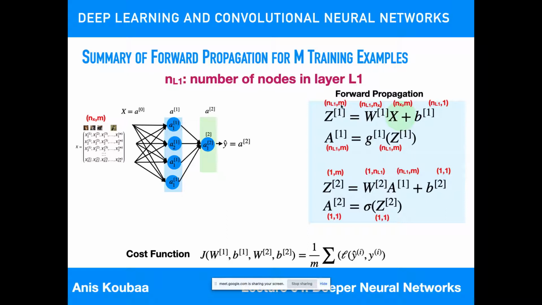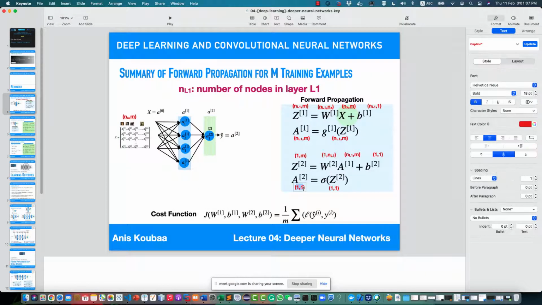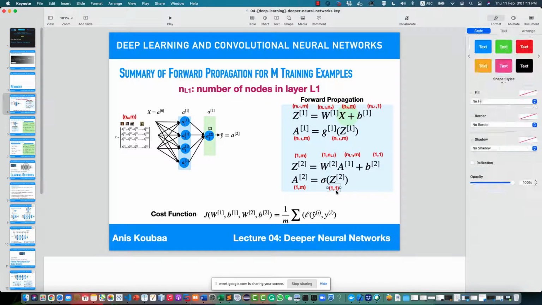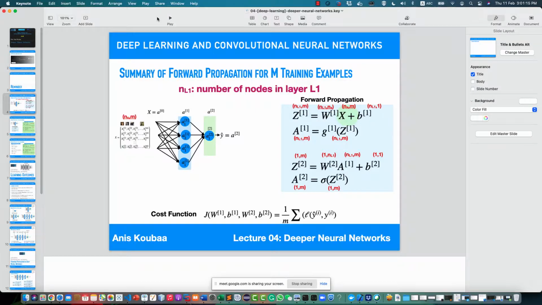So here Z1 depends on the training example as we have introduced last time. And here we calculate A1 equal to g of Z1, so it will have the same shape, n[1] by m, and the shape of W2 will be 1 by n[1]. Why do we have 1 here? Because we have one node in the output layer. Usually what we put here is the number of nodes in layer 2. Using the same thing, the shape of Z2 will be 1 by m, and finally the shape of A2 will be 1 by m. This is the correct formula.